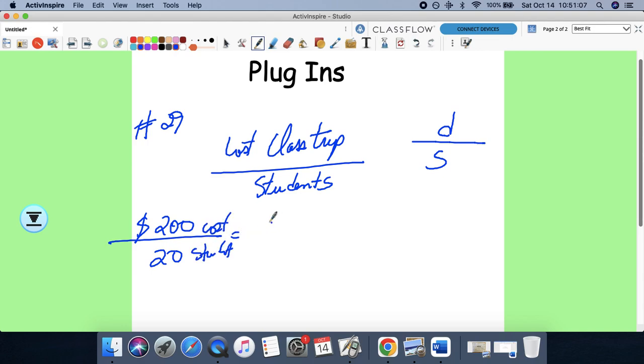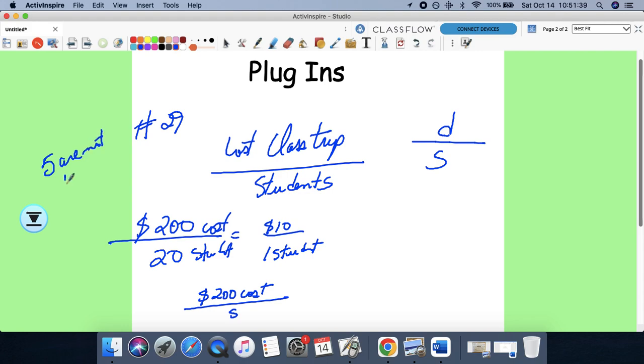Cost, 20 students. So as of now, it'd be $10 per person, per student. But then, let's say 5 students said they don't want to come. So the cost is still the same. But now 5 students are not coming. So we now have 15 kids who will share this cost.